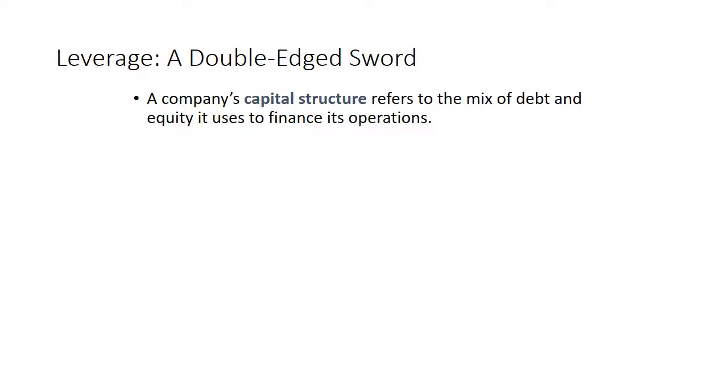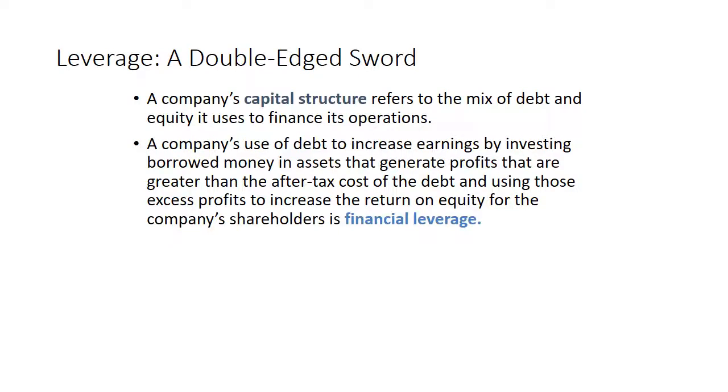So to understand why we have these things called long-term liabilities, it's very important that we understand a company's money or resources. Their capital structure refers to the mix of debt and equity that it must have to finance its operations. A company's use of debt to increase earnings by investing borrowed money in assets that generate profits that are greater than the after-tax cost of debt, and using those excess profits to increase the return on equity, is financial leverage.